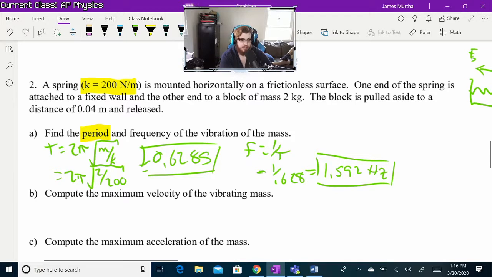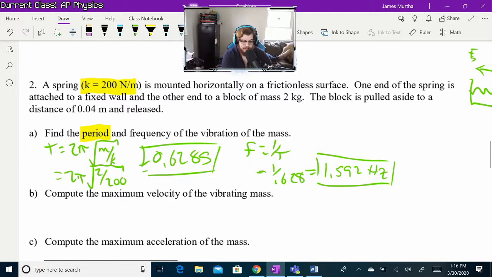Which I will say, the other thing is I do have an answer key with me to double check my answers, just so you guys are aware. So I am prepared.